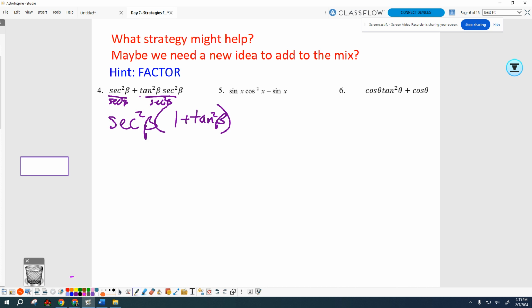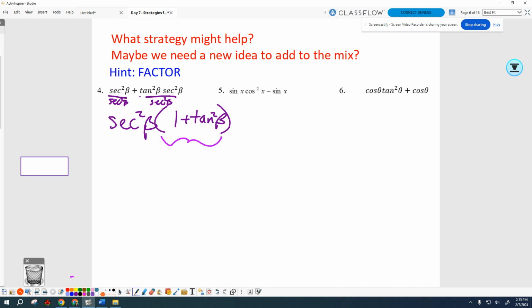Looking at the identities on the front page, at the very top, it's kind of tiny. Pythagorean identities, 1 plus tangent squared. What does it say that equals? Secant squared.